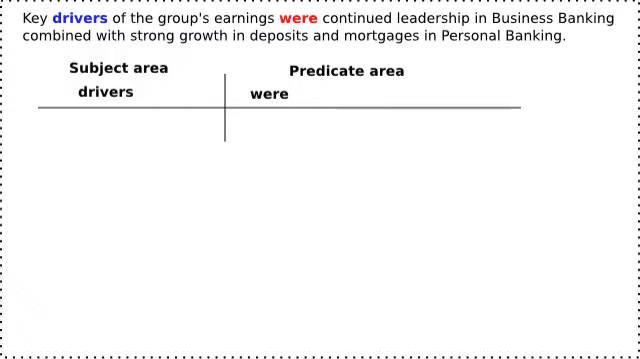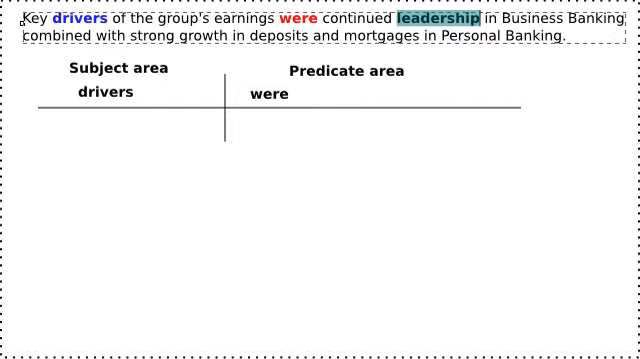Next, we need to ask the question, if drivers were something, what were they? Well, key drivers of the group's earnings were leadership. That must be it. We'll make leadership bold and sort of a generic purple. Now, what leadership is, technically, is something we call a predicate noun. This means it's a noun that is in the predicate area of the sentence, but it refers back to the subject area.